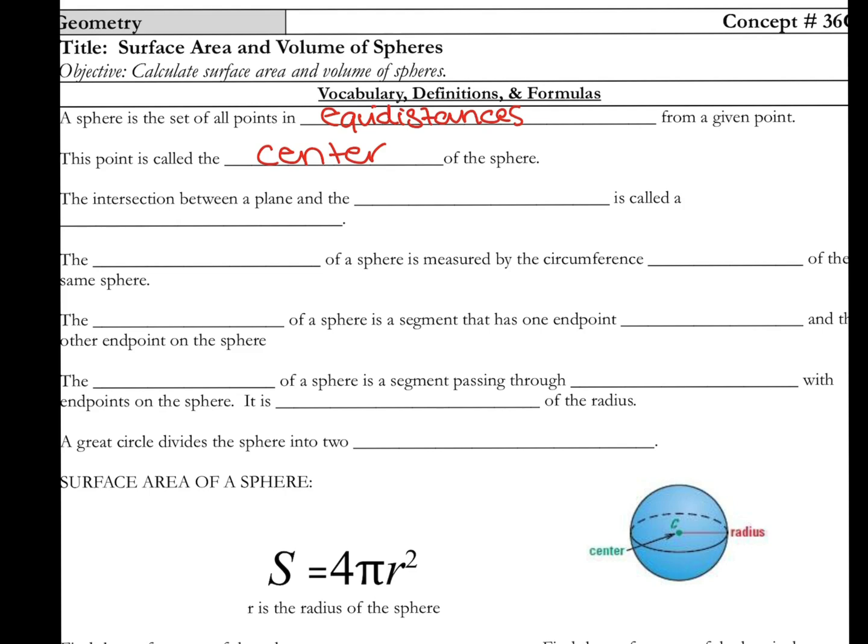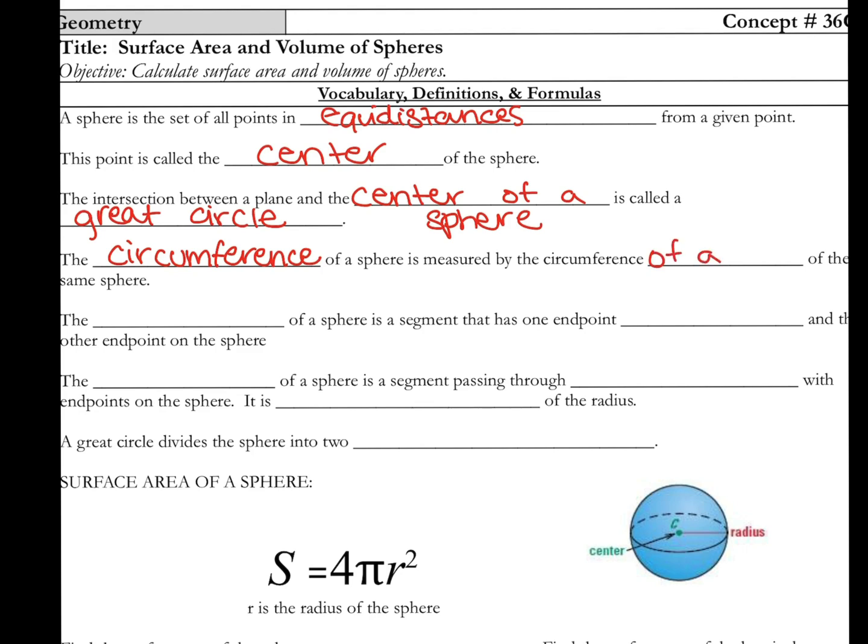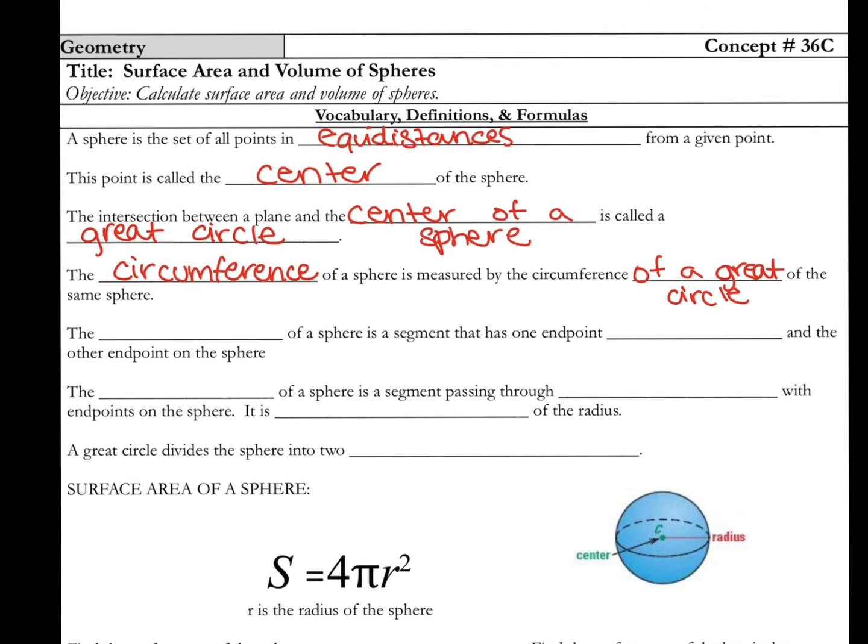The intersection between a plane and the center of a sphere is called a great circle. The circumference of a sphere is measured by the circumference of a great circle of the same sphere.